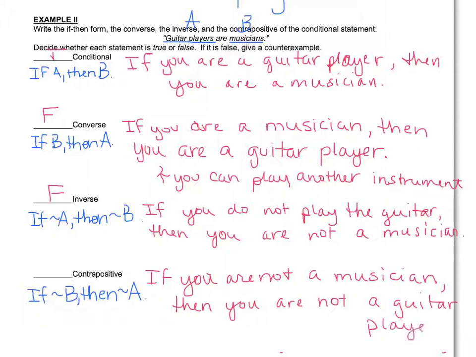Well, that's true. If you're not a musician, you can't possibly be a guitar player. So that's true. And again, that contrapositive is kind of like the conditional. Let's keep going here.